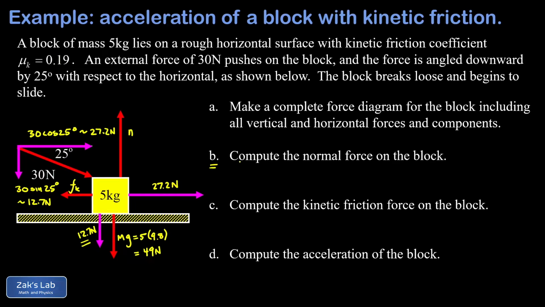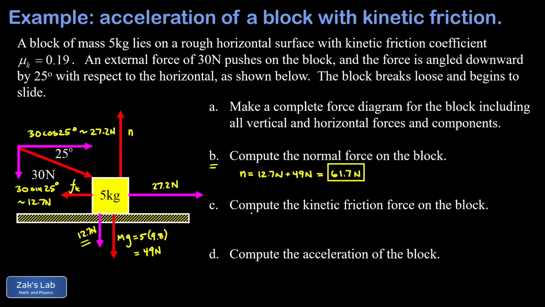We're asked to compute the normal force on the block. And again, the normal force is going to do whatever it has to balance all the forces in the perpendicular direction to this surface. That means the normal force must be equal to 12.7 newtons plus the additional 49 newtons for the weight, and that's going to balance all of our perpendicular forces. This gives us a normal force of 61.7 newtons.